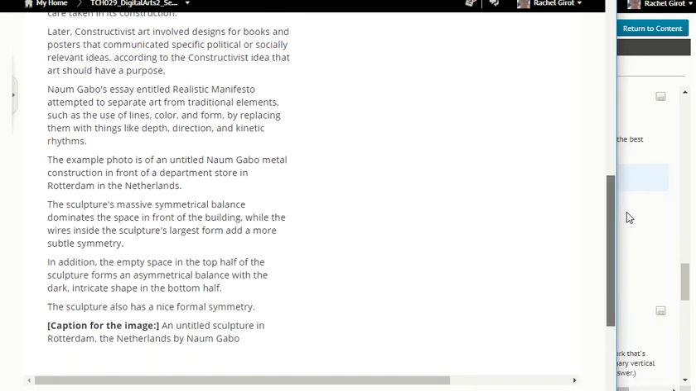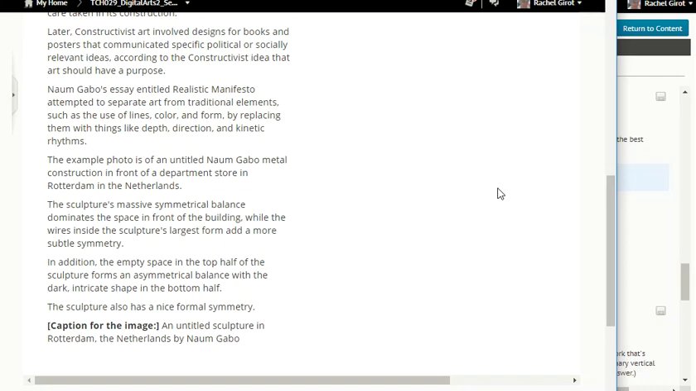Later, constructivist art involved designs for books and posters that communicated specific political or socially relevant ideas, according to the constructivist idea that art should have a purpose. Naum Gabo's essay entitled Realistic Manifesto attempted to separate art from traditional elements such as the use of lines, color, and form by replacing them with things like depth, direction, and kinetic rhythms.